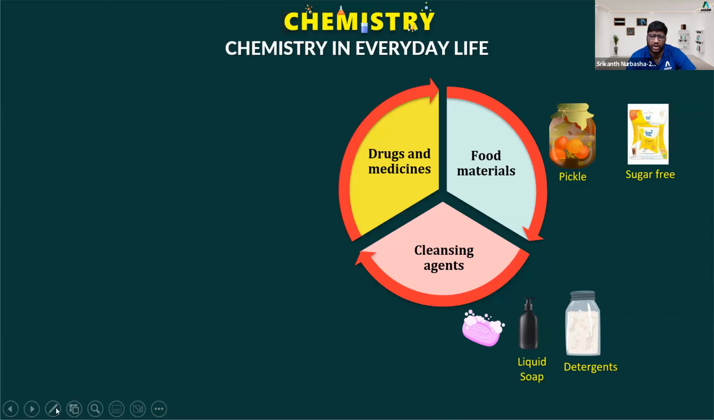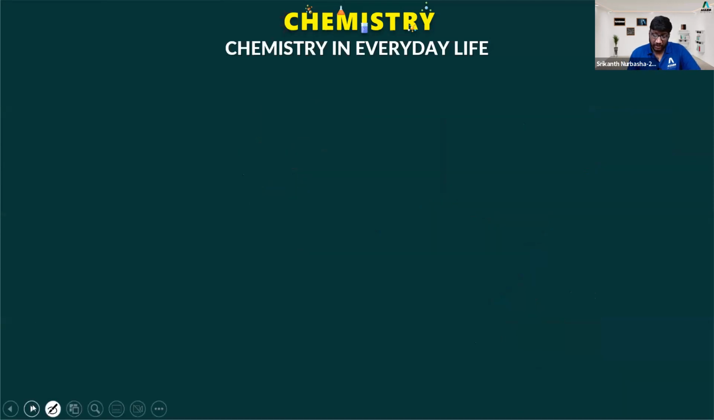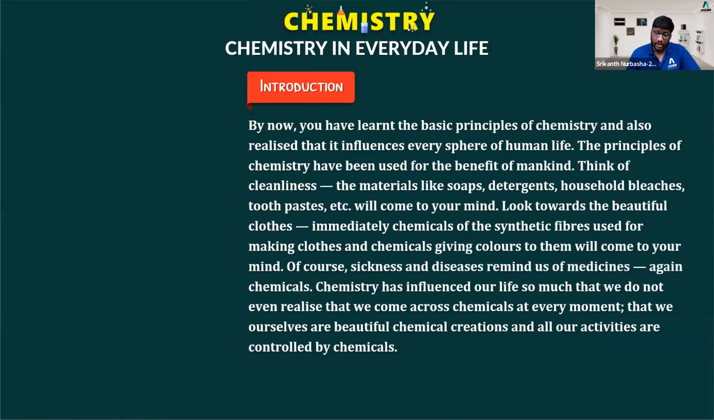And the polymers, whatever we have discussed so far, they are all chemicals, and we ourselves are made of some beautiful biological chemical reactions. Who are we? We are made of some chemical reactions only. Yes or no? So chemistry is everywhere. By now you have learned the basic principles of chemistry and also realized that it influences every sphere of human life.